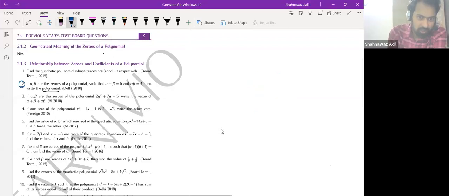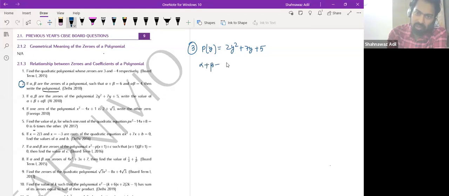So what question is that? Third one. So the third question, based on the same principle, right? We have a polynomial which is a function of y, and this is 2y squared plus 7y plus 5. And we have to find out what is alpha plus beta plus alpha beta. This we have to find out.